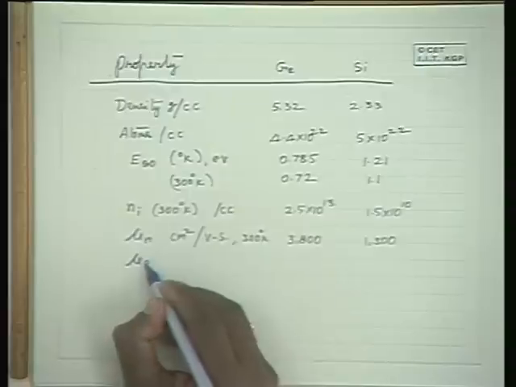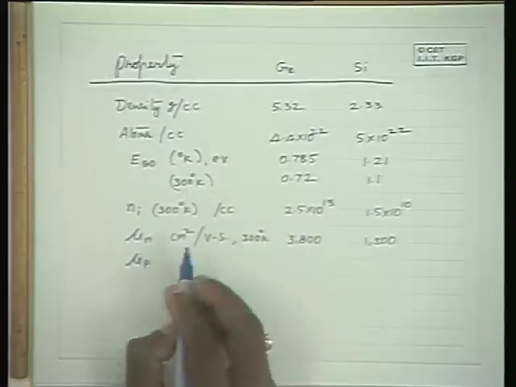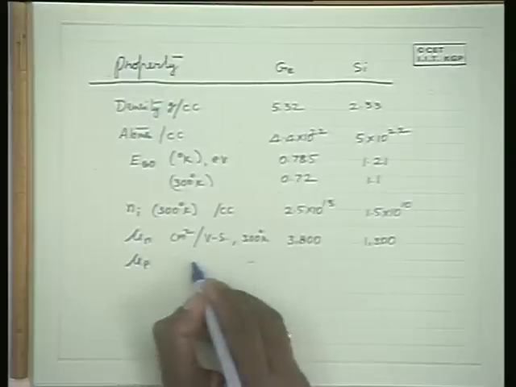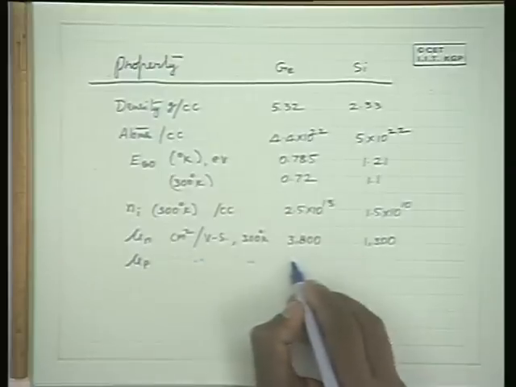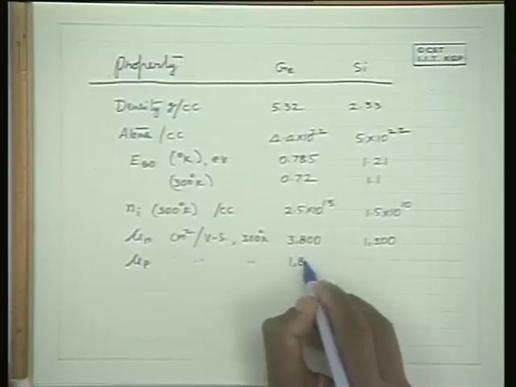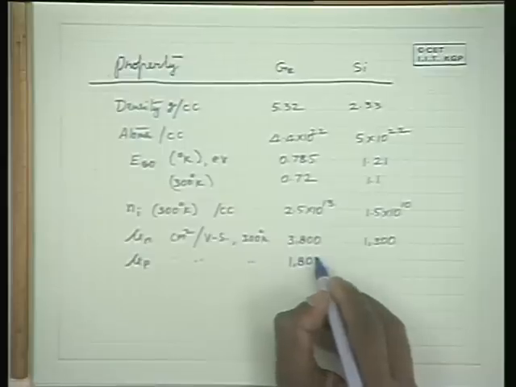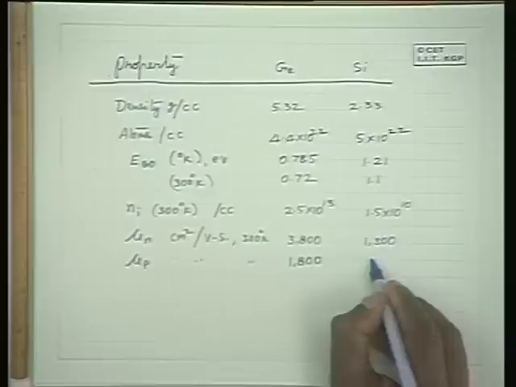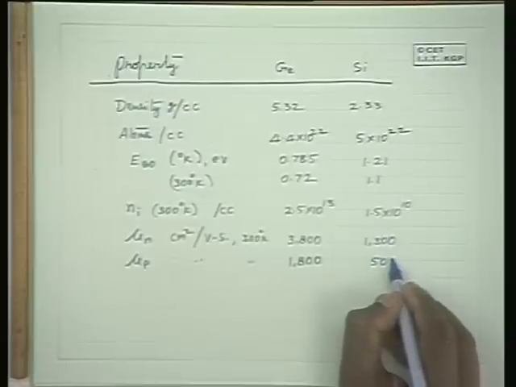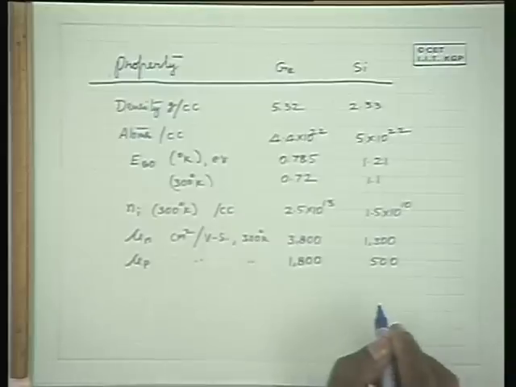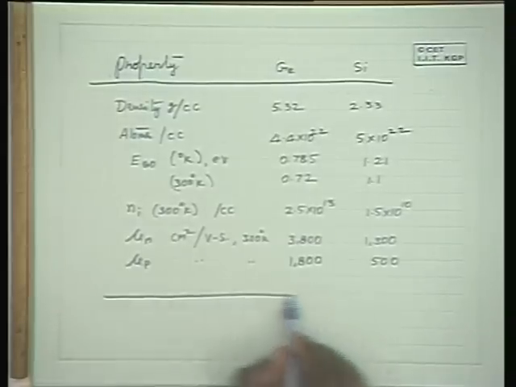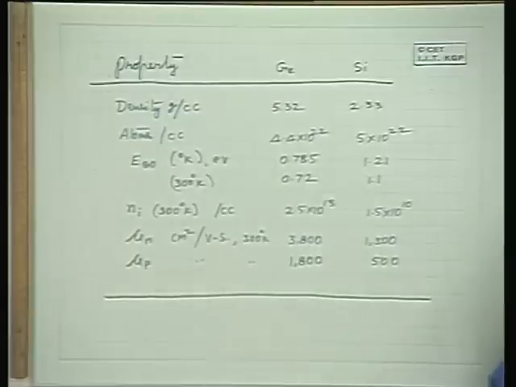On the other hand, the mobility of the holes at the same temperature is, naturally, lower than the corresponding electron mobility. It is 1800 in germanium, and it is 500 in the case of silicon. So these are some of the important properties of the semiconductors, germanium and silicon.